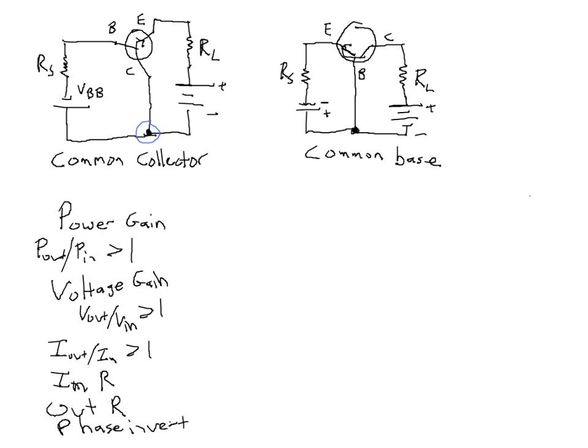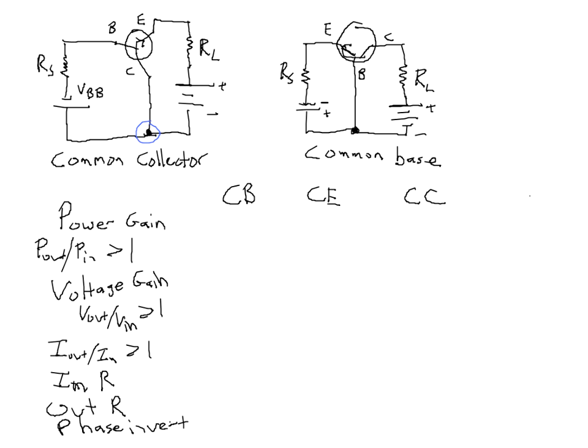Okay, so let's make a table. Here is common base. Here is common emitter. And here is common collector. Now, before I start filling in the table, I definitely want to make sure you understand that when I say the power gain is greater than 1 for the amplifier, or for that matter, any of these gains, voltage, current, or power, that we're not getting something for nothing in any case. There's always an external power supply involved.